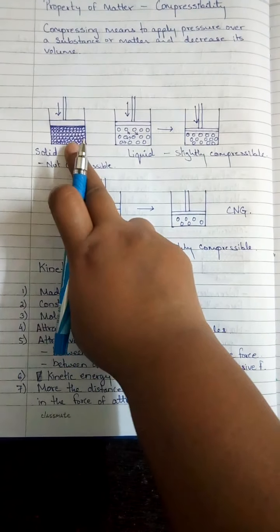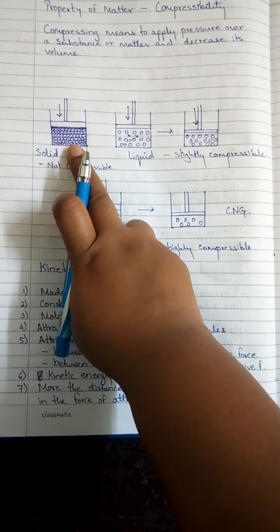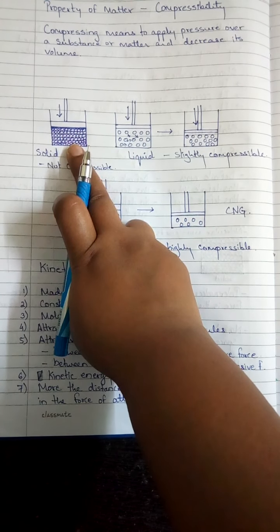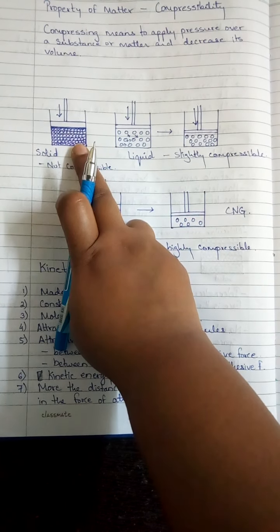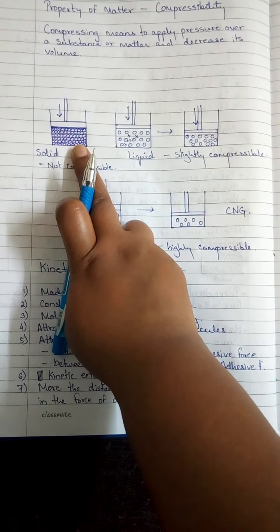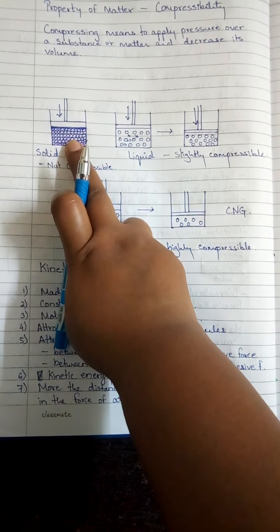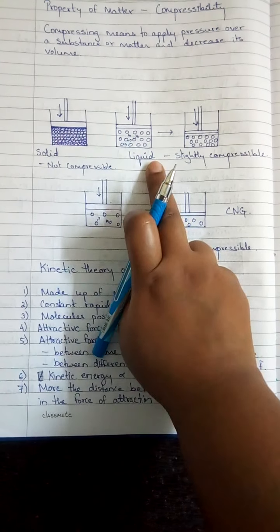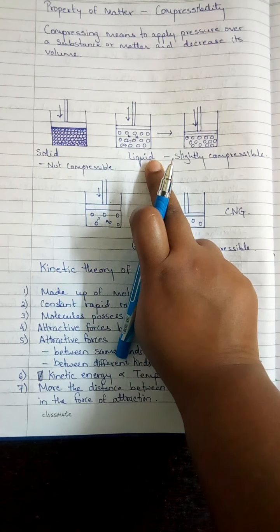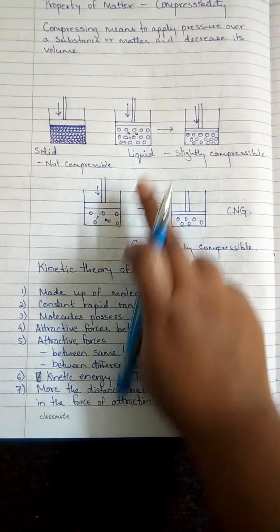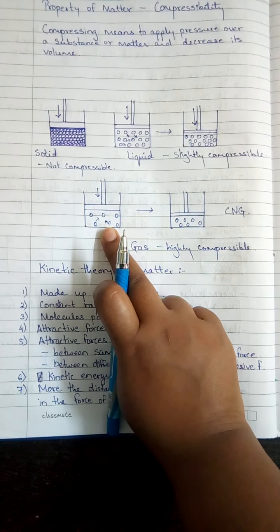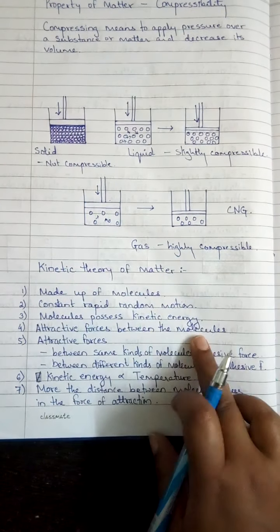In solids, the molecules cannot move from one place to another, right? The molecules are compact, so they cannot move, but they vibrate in their own places. Liquids have spaces, so the molecules move and have kinetic energy. The maximum kinetic energy we can find is in gases. So that was kinetic energy.